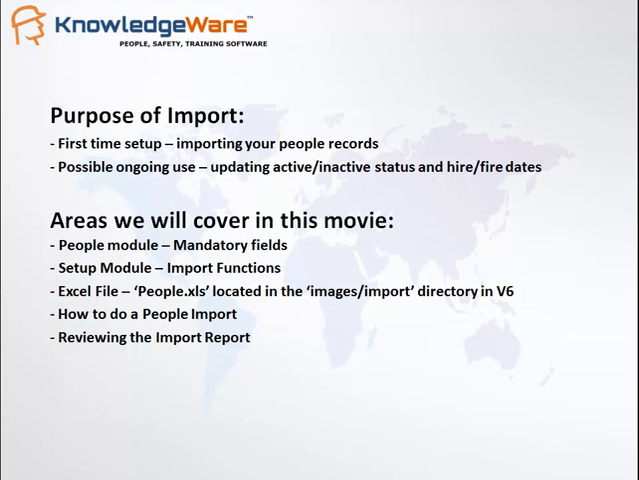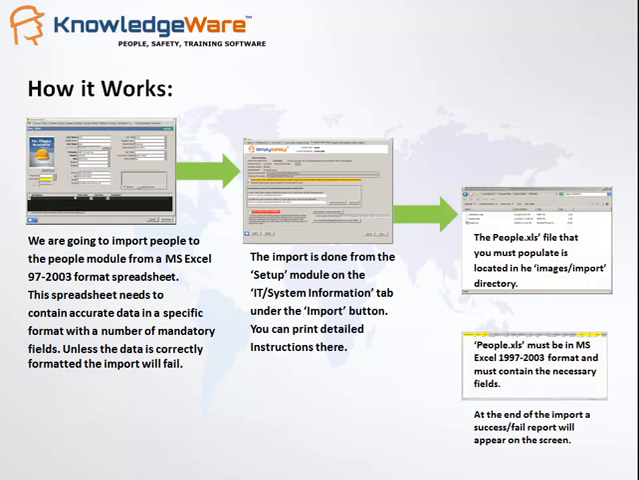In this movie we'll cover the following areas: the People module, mandatory fields, setup module, import functions, the Excel file people.xls, which is located in the images import directory in version 6, how to do a people import, and reviewing the import report. How it works: there's 3 areas involved in this import: the People module, the setup module, and an Excel spreadsheet called people.xls.